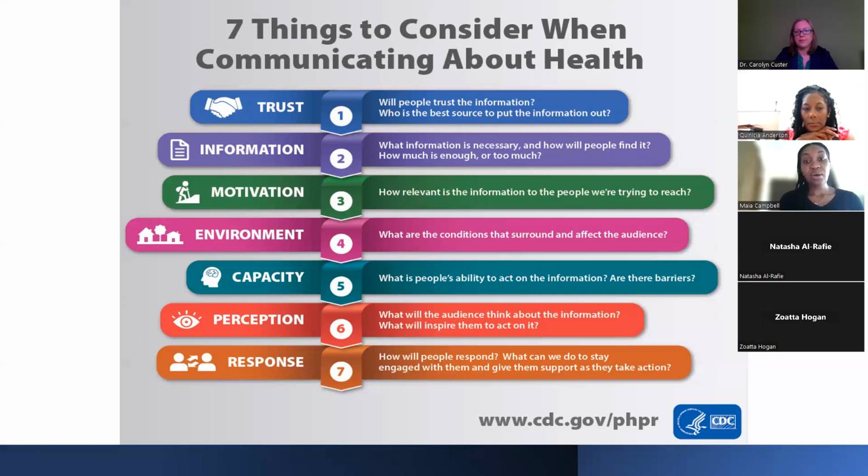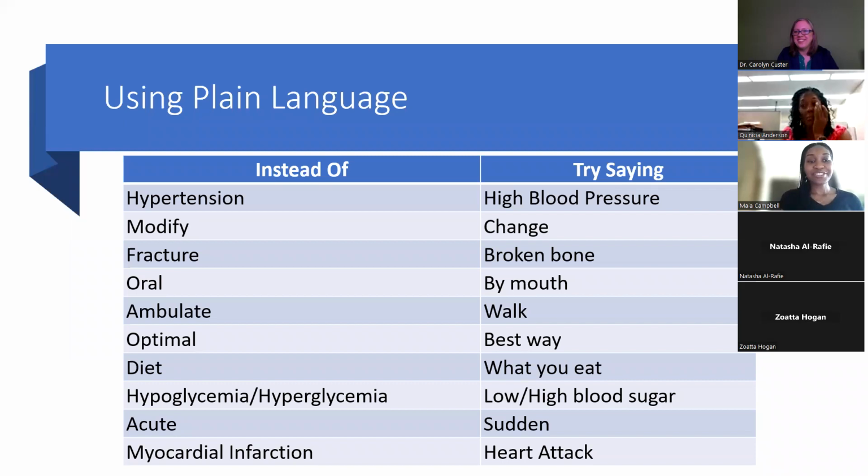Number 3, motivation. How relevant is the information to the patient's motivation or goals? Number 4, environment. What are the conditions that surround and affect the audience? Number 5, capacity. What is the person's ability to act on the information, and are there barriers? Number 6 is perception. What will the audience think about the information, and what will inspire them to act on it? And number 7 is response. How will people respond, and what can we do to stay engaged with them and give them support to take the actions needed? All right. So I'll pass it back to Dr. Custer.